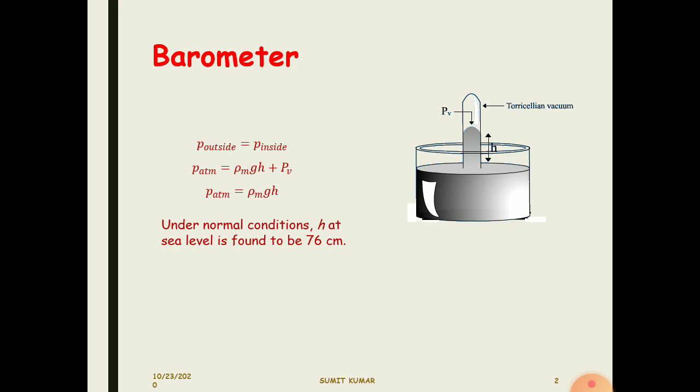Under normal conditions, the value of h at sea level is found to be 76 cm. But when we use water instead of mercury, we get the pressure head h as 10.3 meters. When we put in the values of rho_m, g and h, we get the value of atmospheric pressure as 1.01325 times 10 to the power 5 newton per meter square.